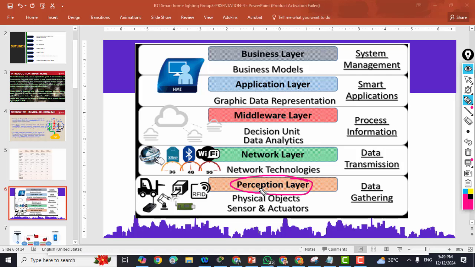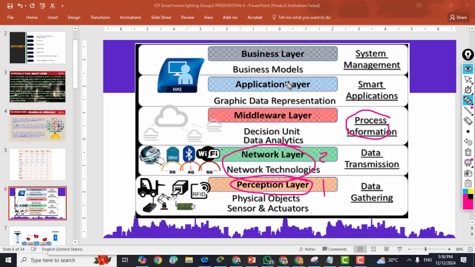It consists of sensors, actuators, and devices. It can collect data from the environment and gather real-time information. So the next layer is the network layer, layer 2. This is the network layer, where the data transmission happens. That means this layer is responsible for transmitting data from the perception layer to the processing layer, which is the upper layer, layer 3, called the processing layer, or middleware layer.